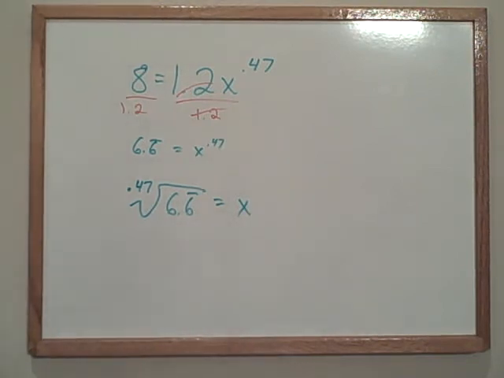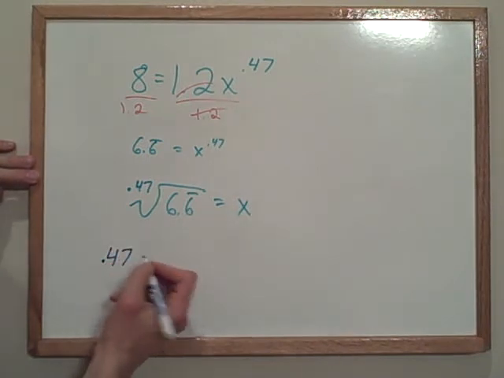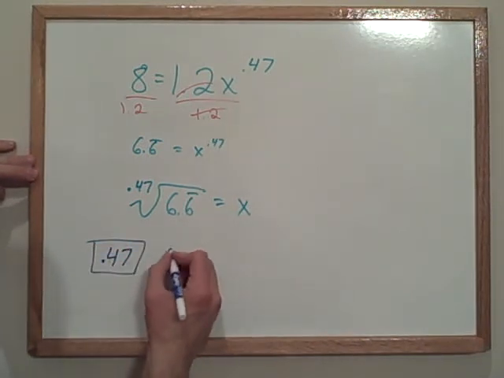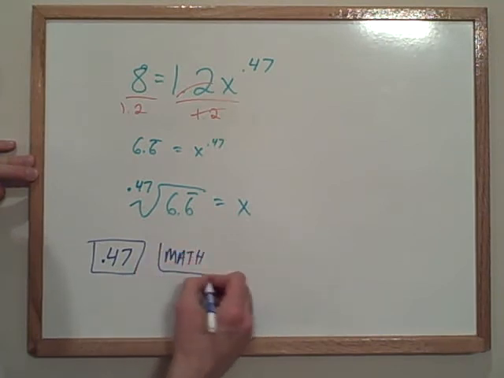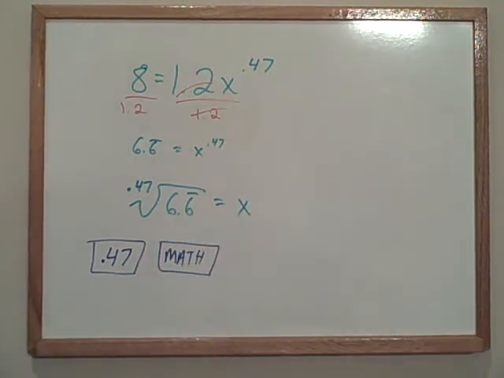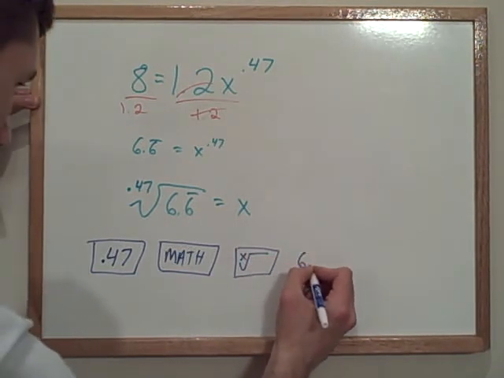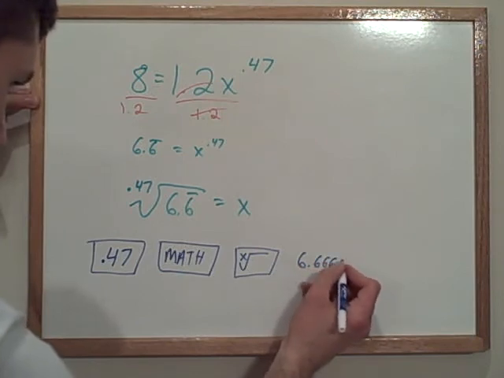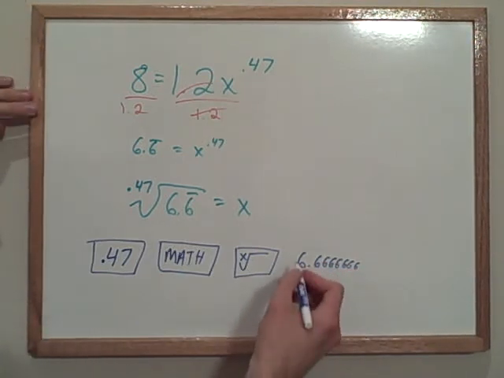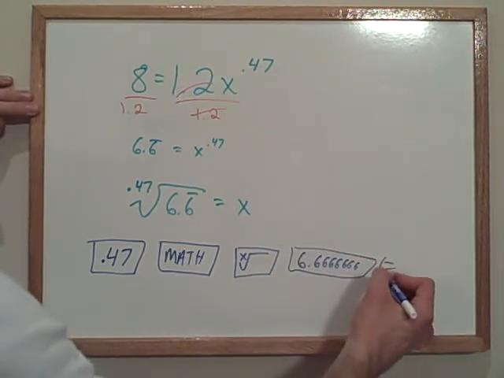On the calculator, this is exactly what you will type. You need to type the root first. We are going to take the 0.47th root. And then we need to press math. And depending on the type of calculator that you have, some of them are number 5, but you need to pick this one right here. And then you'll type 6.6. Just put a bunch of sixes so your calculator will kind of get the point of where you're going with that. And then you'll press equals.